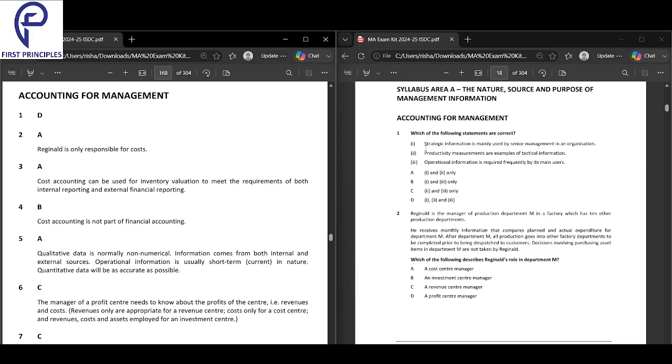So productivity measurements are basically you looking into the performance of the operational level. So that is again tactical level information, absolutely, because you need the information of the lower people, the operational people. Third, operational information is required frequently by the main users. True, you need daily and weekly.